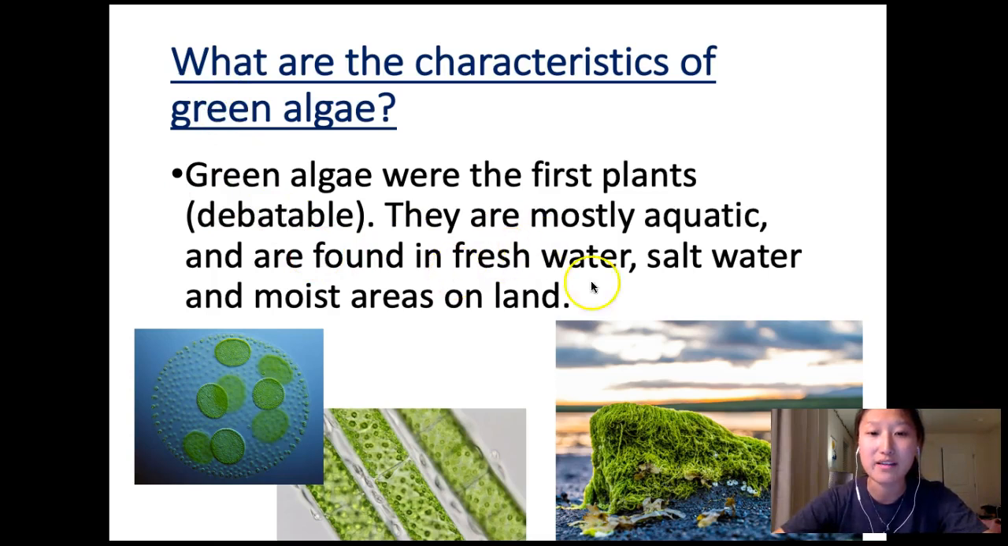They're mostly aquatic and they are found in fresh water, but the most important thing for you to remember is that algae, or the ancient algae at least, is what we think was the common ancestor of all land plants nowadays.